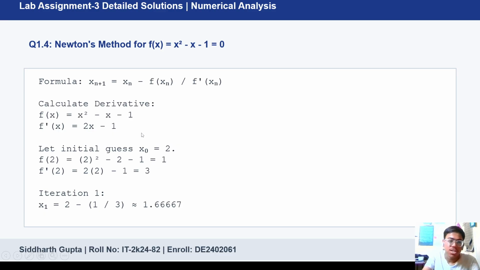So, again we will take an initial guess. Let's say x0 is equal to 2. We will find the value of the function and its derivative at x is equal to 2. The first iteration will be xn is 2 minus f of xn. F of xn we already found is 1 and f dash of xn we already found is 3. So, the first iteration is this.